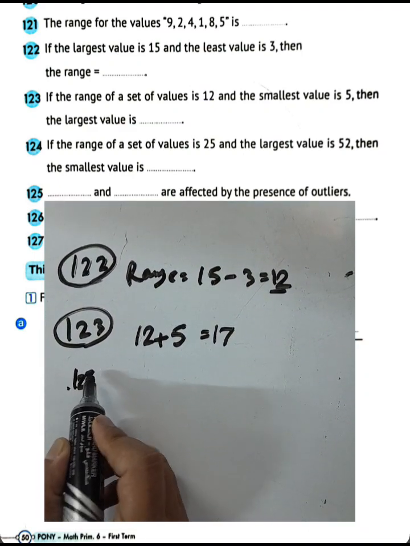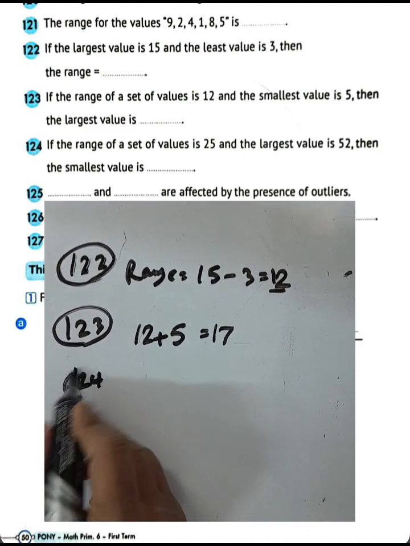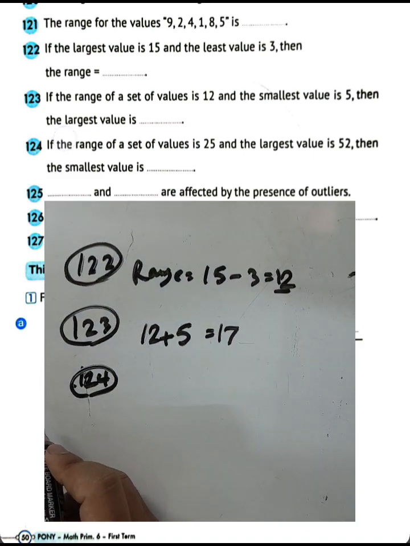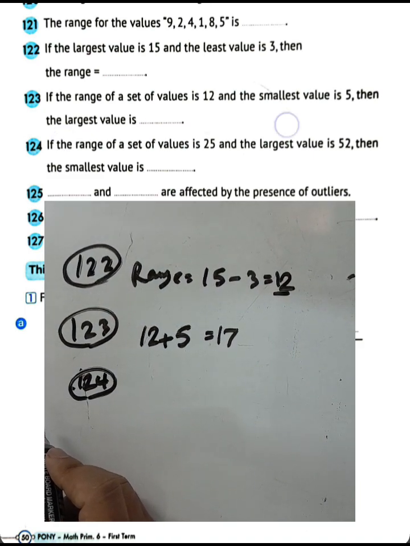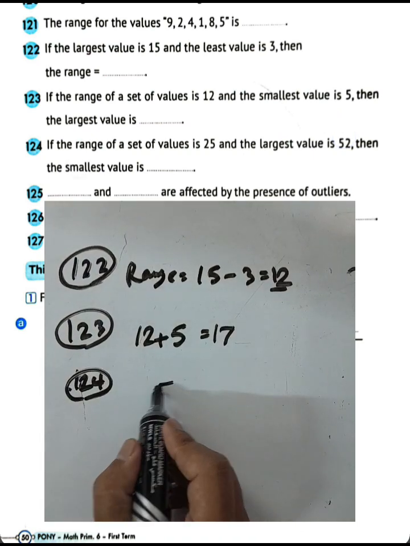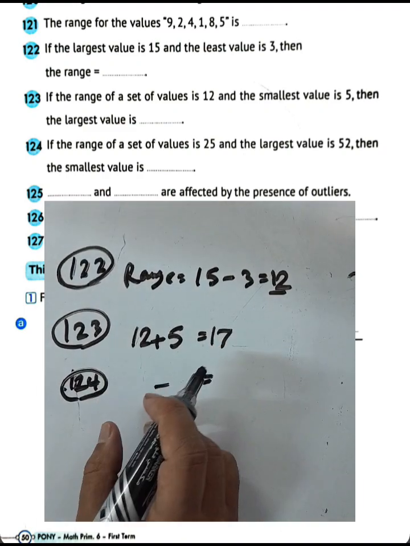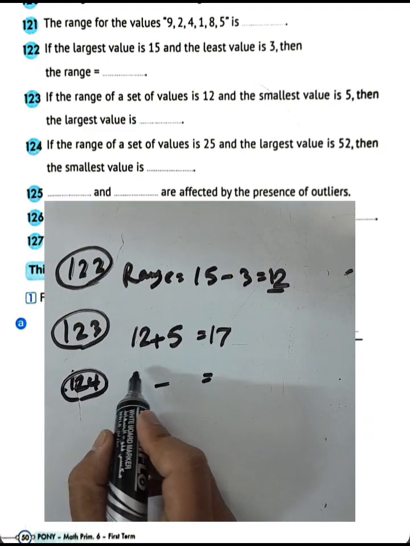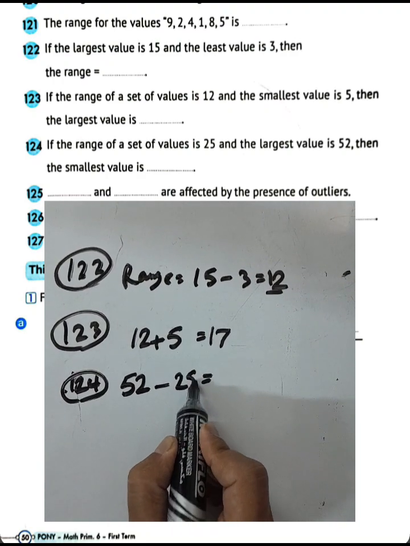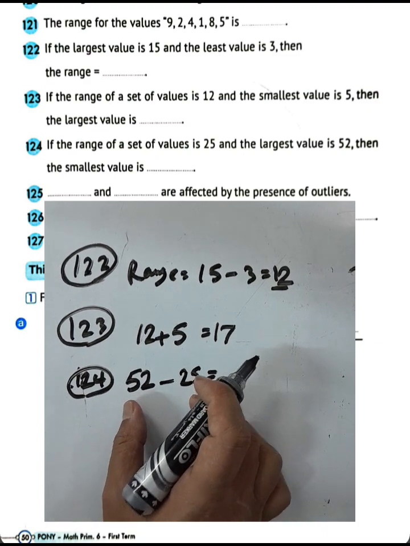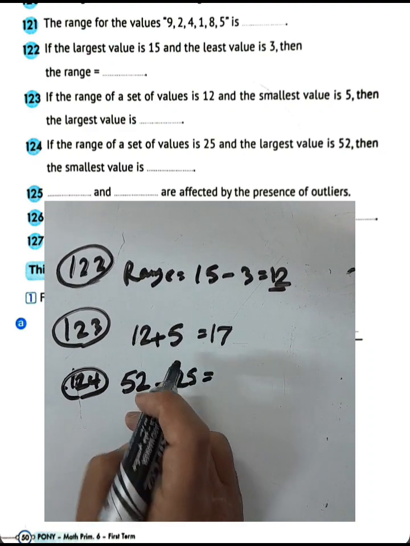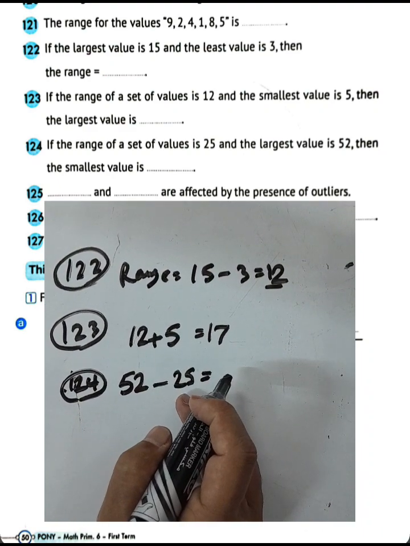Question 124. If the range of a set of values is 25 and the largest value is 52, find the smallest value. To find the smallest value, we must find the difference between the greatest number and the range. The greatest number here is 52 and the range is 25. 52 minus 25, we can find the difference between them.